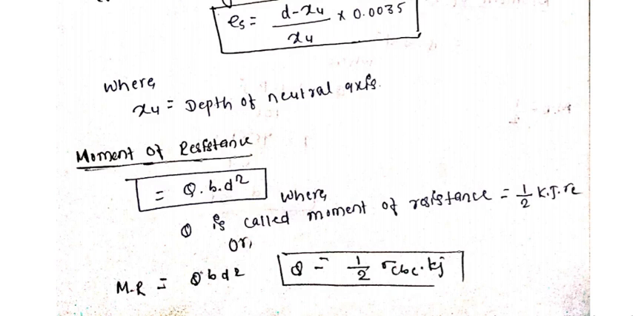where Q is nothing but the moment of resistance constant. It is given by half of k into j into the stress in concrete, and I have already introduced k; these are the design constants. If you have not watched the design concept, I will put that link in the description box so that you can understand the design concepts and elastic theory, which is very very important. So watch the previous video so that you can understand the concept.